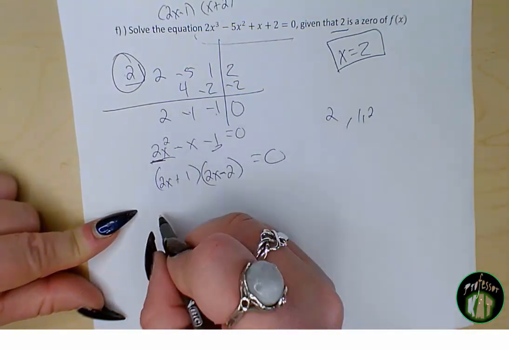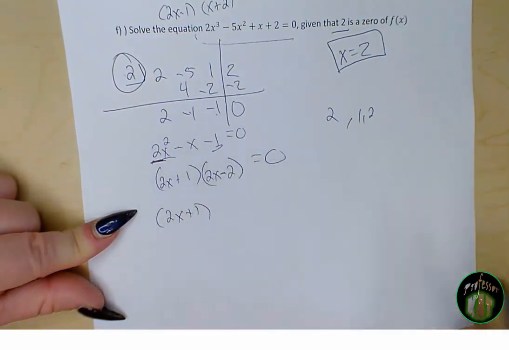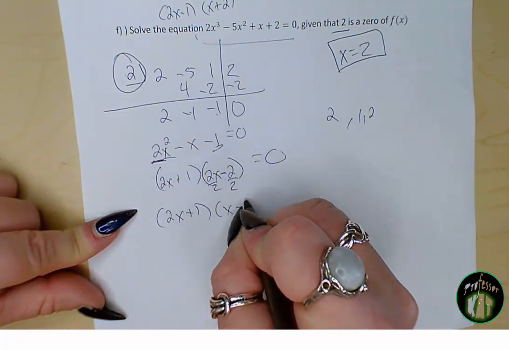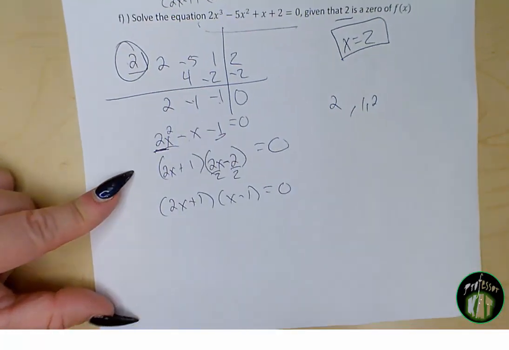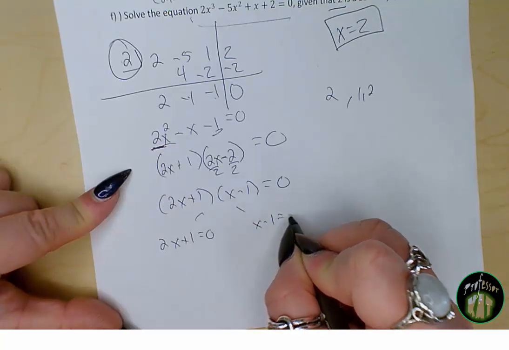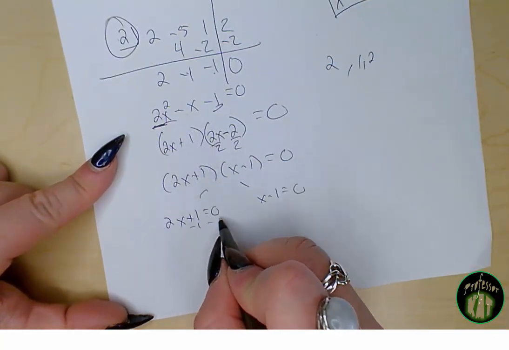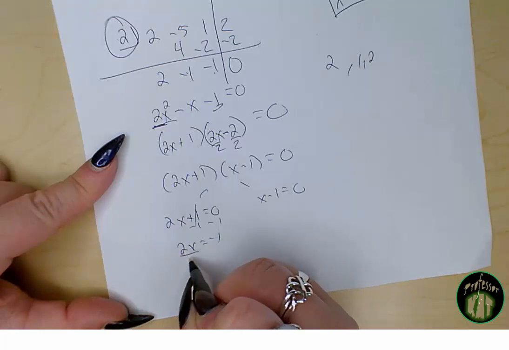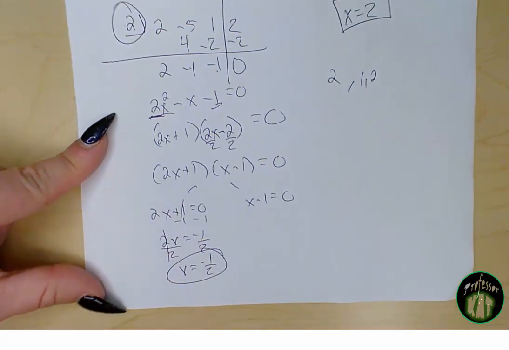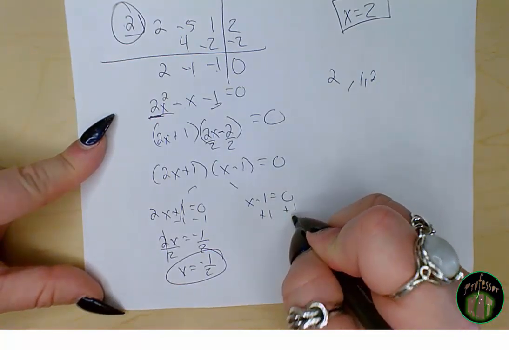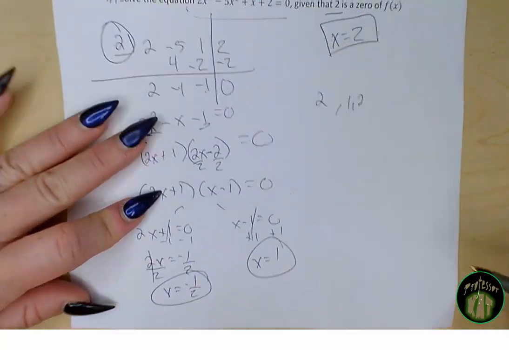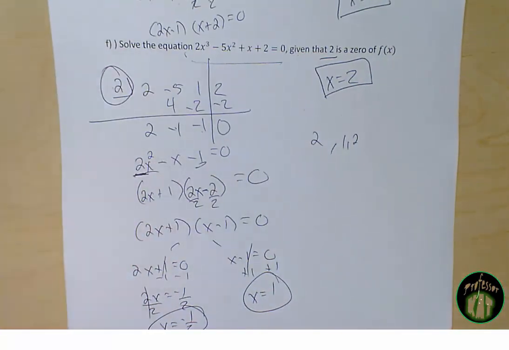Reduce one or both of your factors. The first one does not reduce, so we can drop that down. The second one does reduce by a factor of 2, which is going to leave us with an x minus 1. Split your factors, set them each equal to 0, and solve. Add the 1, divide by the 2, and x is going to equal -1/2. Adding the 1 to the other side, x is going to equal 1. And again, remember that x also equals 2 there.